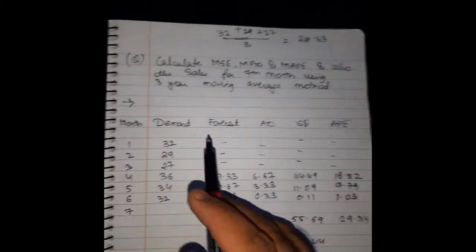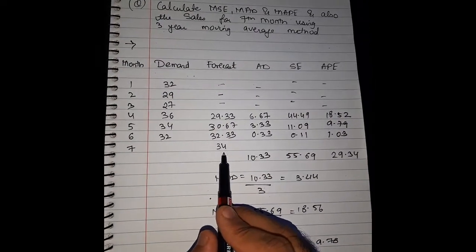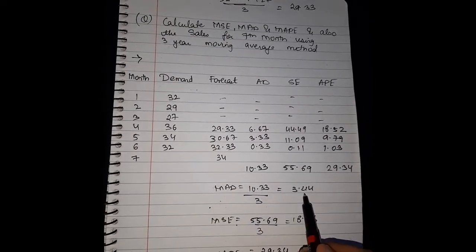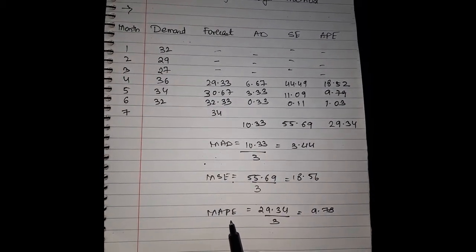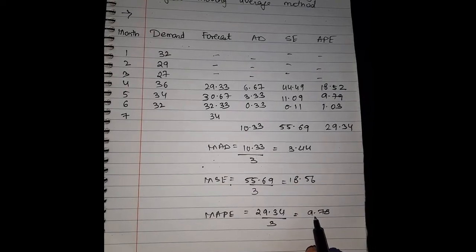So for this particular sum, the sales for the 7th month is 34. The mean absolute deviation is 3.44. The mean square error is 18.56, and the mean absolute percentage error is 9.78.